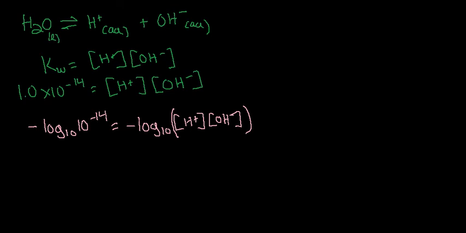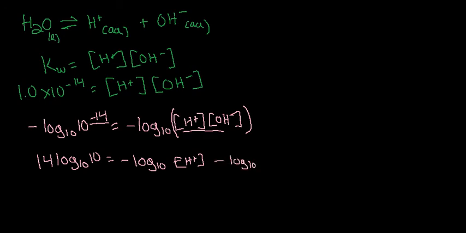Alright, well, what can we do here? If you remember the exponent rule of logarithms, I can take this negative 14 and bring it to the front. So the negative of the negative 14 just becomes 14 log base 10 of 10. On the right side, when you're multiplying within the log, you can actually split it out into an addition. So this is going to become negative log base 10 of H plus, and then because this negative sign is in the front, I'm going to keep it as a minus sign: minus log base 10 of OH minus.